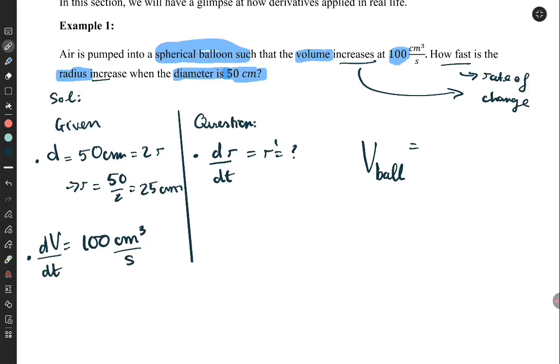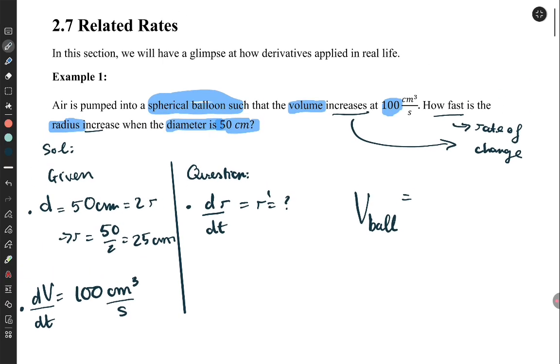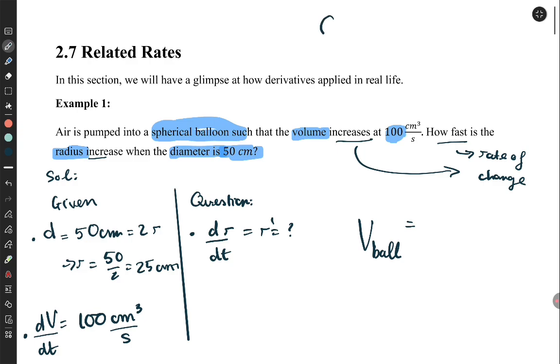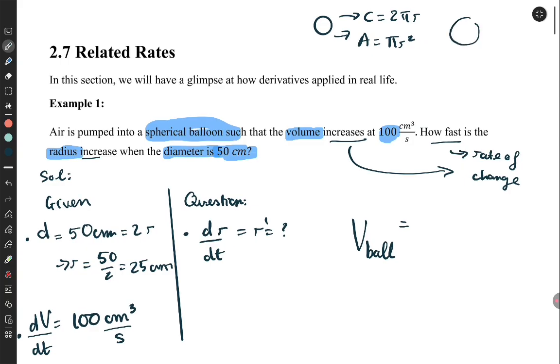Right. Volume of a ball, volume of a sphere. Let's circle back. If you have a circle, there is some basic information you need to know, some basic formulas. First of all, the circumference, 2 pi r. The area, pi r squared.